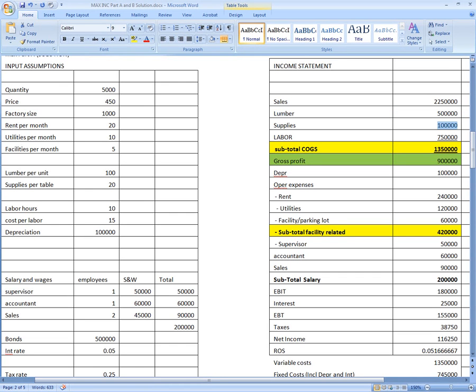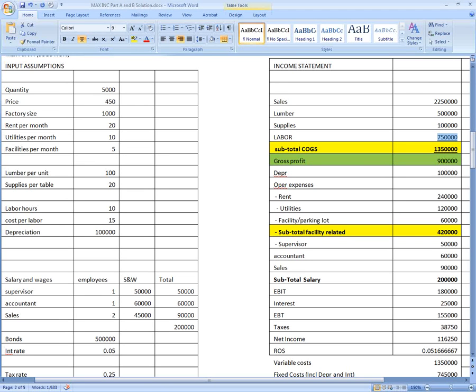Supplies. Supplies is $20 per table, which is right here in your cell. You take that times the quantity, and you will get this number over here.